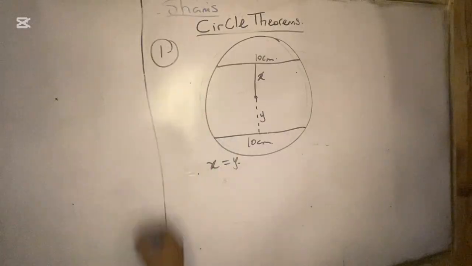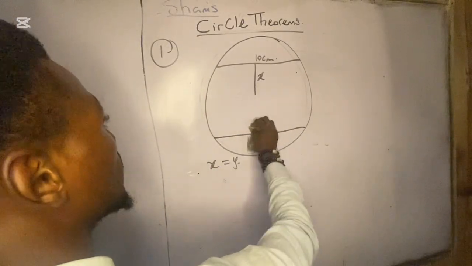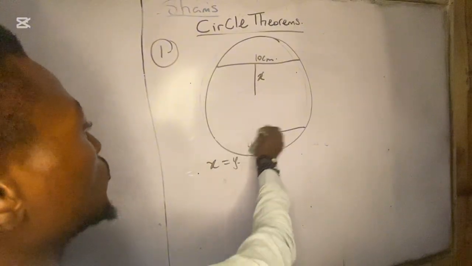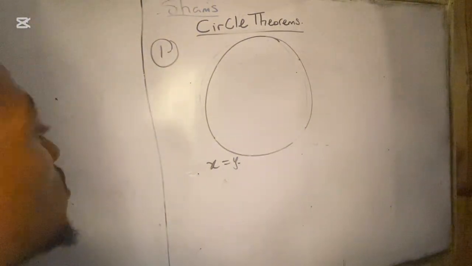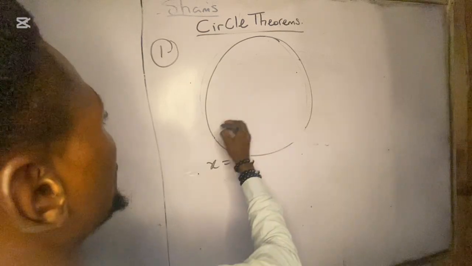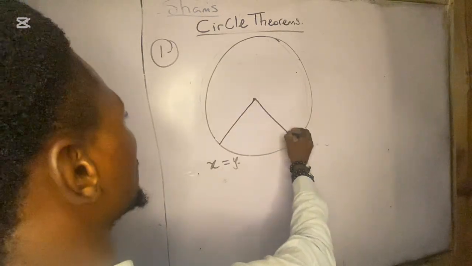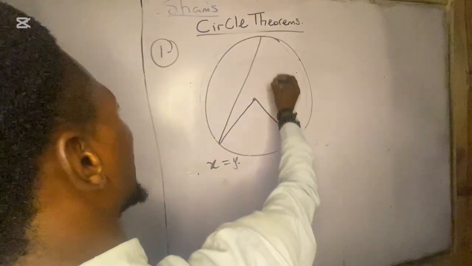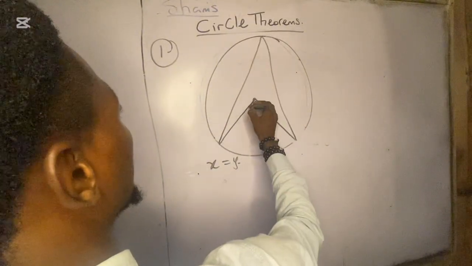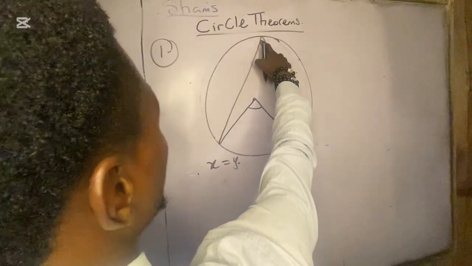That's theorem 1. Now moving to theorem 2, still using this circle. Theorem 2 simply says that the angle at the center of the circle is twice the angle at the circumference of the circle. Which means, this is the center of the circle. Now it subtends an angle, forming an angle at this center here. What they are trying to say is that the angle at this center is twice the angle subtended at the circumference.